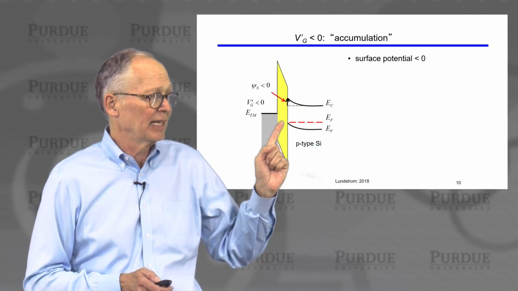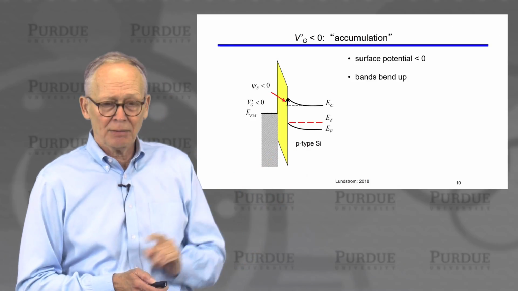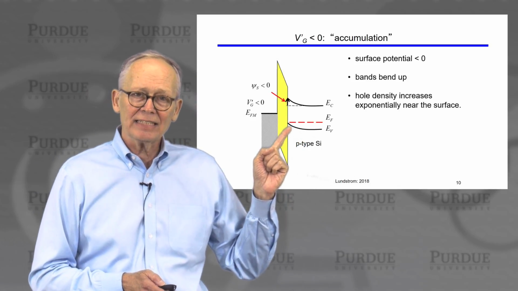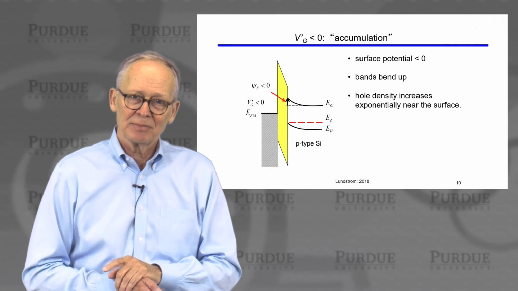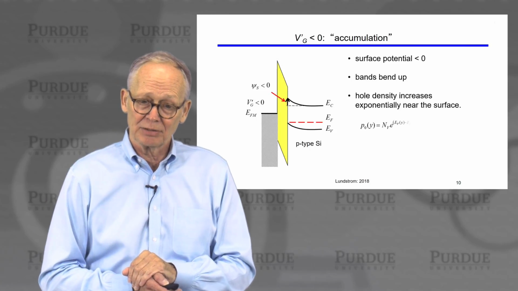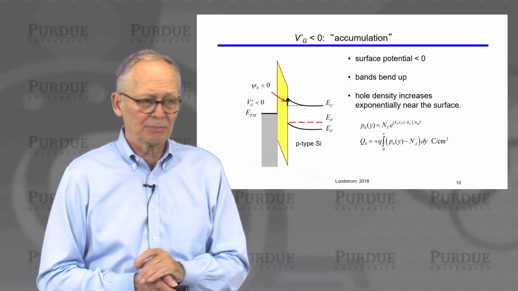The surface potential now is less than 0, it's negative. That bends the bands up. When the bands bend up, the hole density increases exponentially near the surface because it depends on the separation between the Fermi level and the valence band, which is getting reduced. So we get large numbers of holes that pile up.